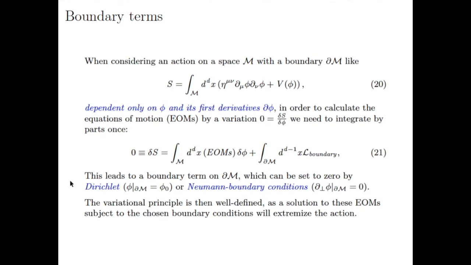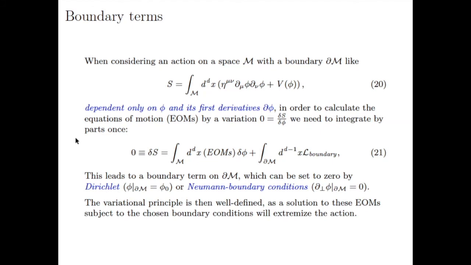So for the scalar field, this works out very nicely, and this boundary term vanishes by assuming these kind of boundary conditions, and you get the equations of motion. This means that the variational principle is well defined for this action under the assumption that you have these boundary conditions. And a solution to the equations of motion will be an extremizer of this action.